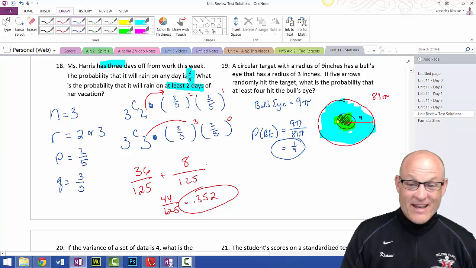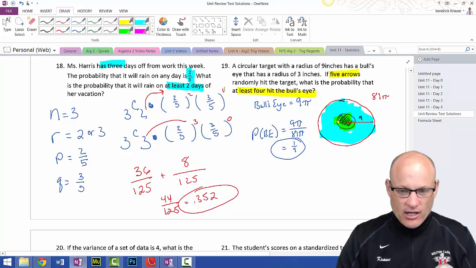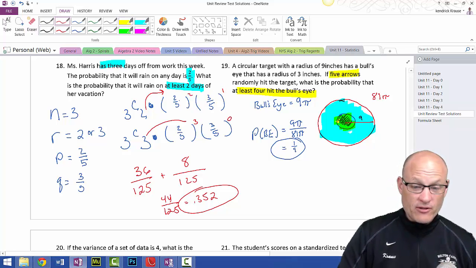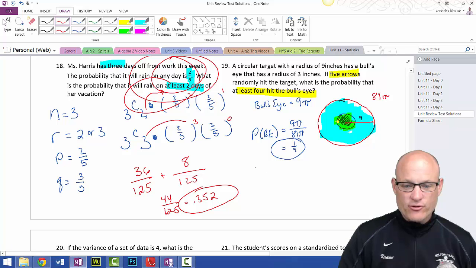Yeah. So now let's see what we got here. Now what we want to do is we're going to throw 5 arrows at this thing, and I want to hit it at least 4 times. So not only did I have a complicated area question to figure out, which wasn't that bad, now I got to figure out this probability. I didn't just give you the probabilities and you got to go. I've actually made you do a little work.